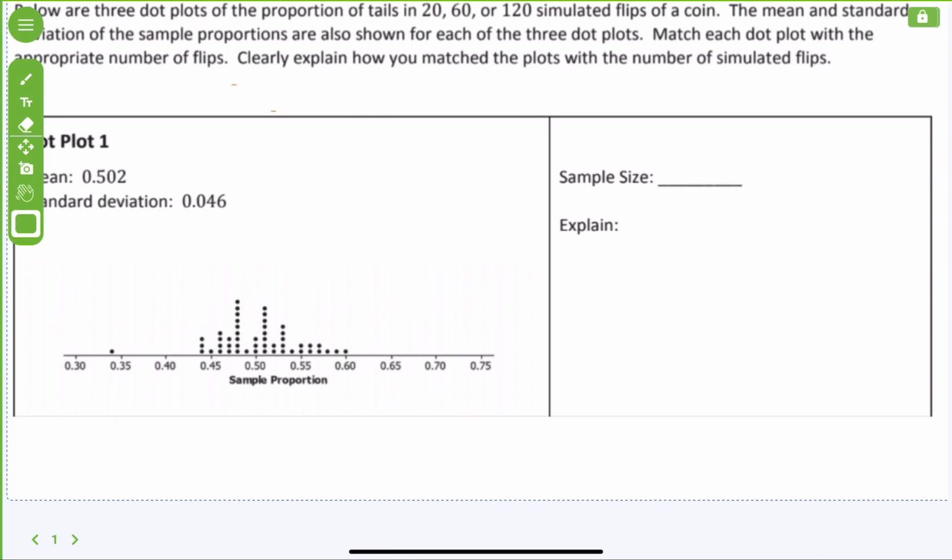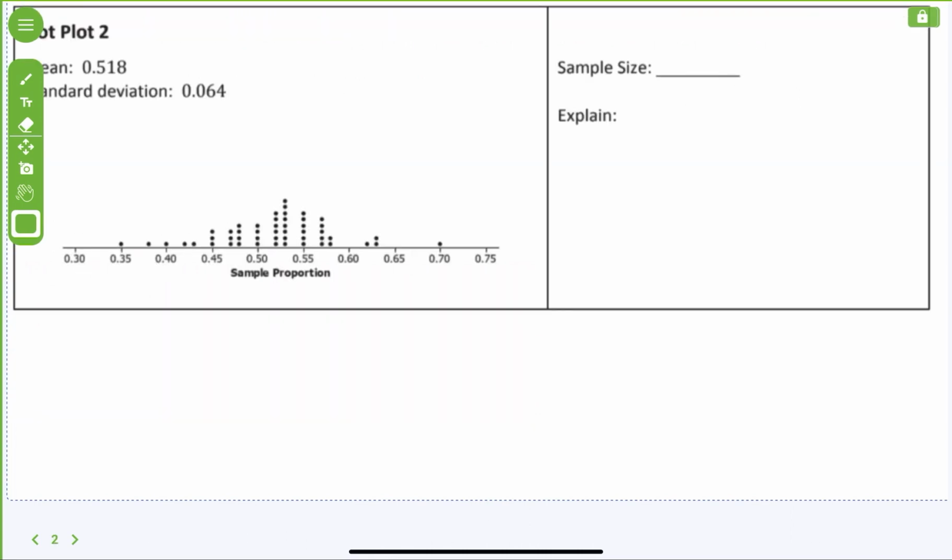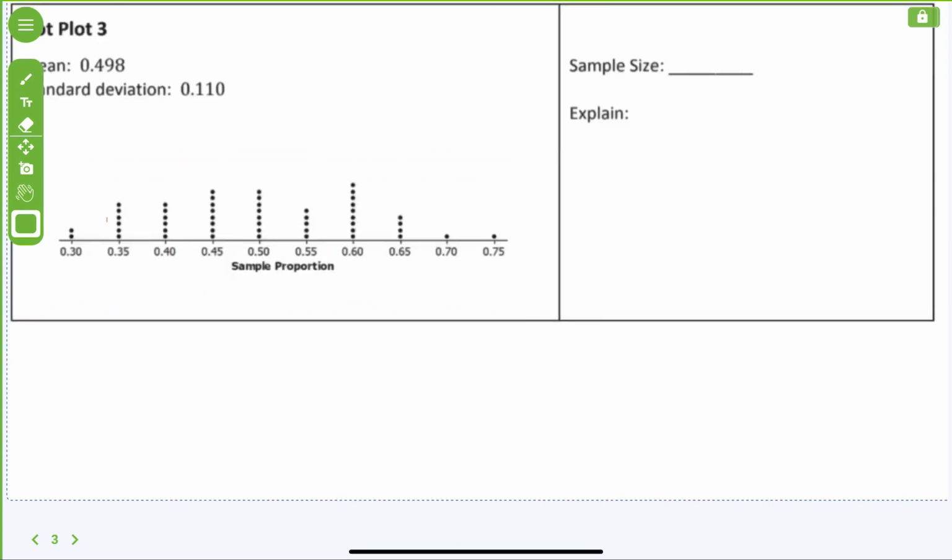So remember, there's 20, 60, and 120. So if you will go to page 2, you'll see the plot 2, and then go to page 3, and you'll see the other dot plot. Now, what you should be looking at here is how spread out these are. What is the variability of the sample proportions? That's what you're looking at.